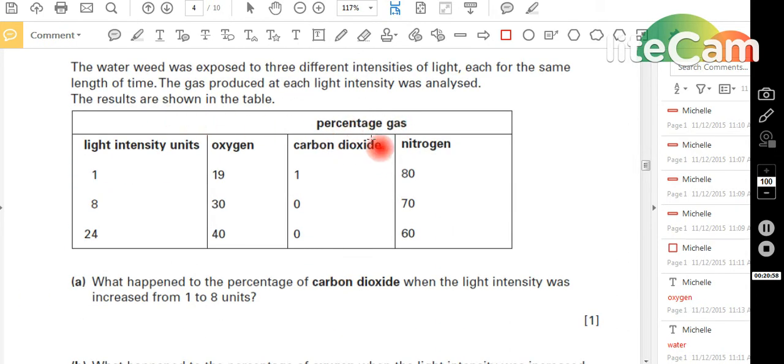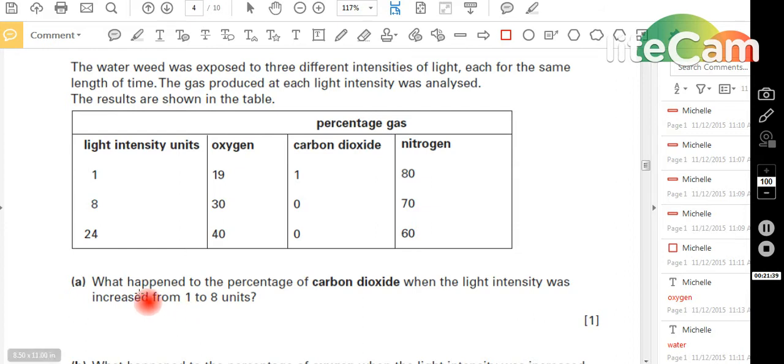Okay, so they show us the percentage of gas for the light intensity units of 1, 8, and 24. So in a light intensity of 1, the oxygen was 19, carbon dioxide 1, nitrogen gas was 80%. Remember, this is percentage gas. Okay, the light intensity units were 8, then the oxygen was 30%, carbon dioxide 0%, nitrogen 70%. When the light intensity was 24 units, the oxygen was 40%, the carbon dioxide was 0%, the nitrogen was 60%.